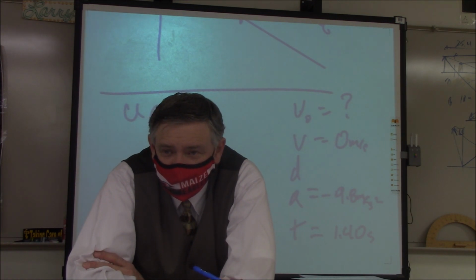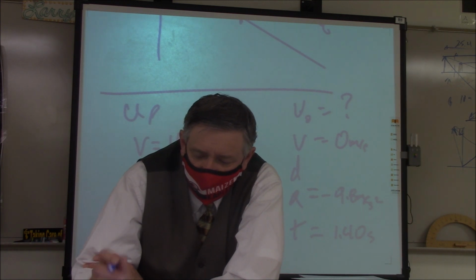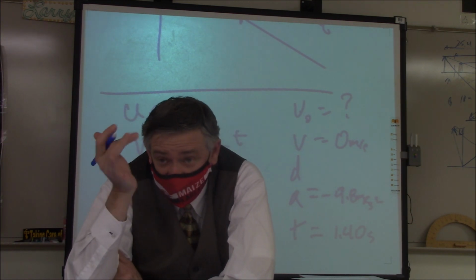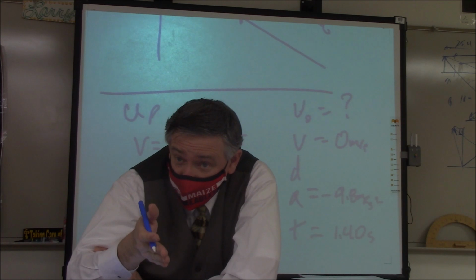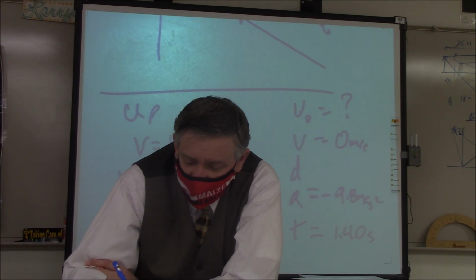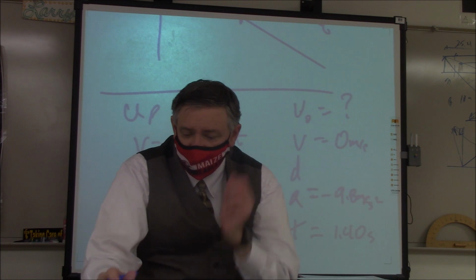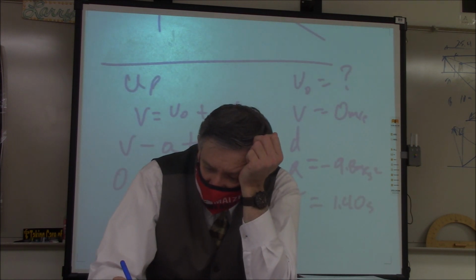You can use V equals V naught plus acceleration times time, which you can move around to V minus a t equals V naught. I need to isolate V naught, so what am I going to do? Subtract a t. So I got V minus at equals V naught. And again, you have to work this consistently. So I'm going to have 0 minus a negative 9.8 meters per second squared times the time of 1.40 seconds.